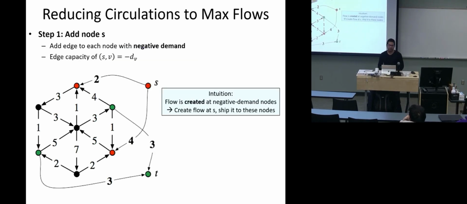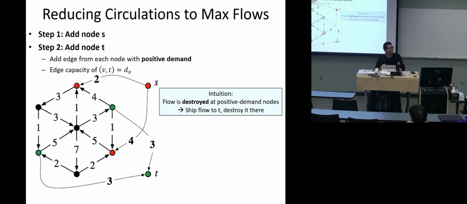Well, what I'm going to do is just add, again, a dummy source. I connect this super source to all the red guys. The red guy is someone that wants to send something out of it, so I just connect the source to it. The capacity that I set from the source to this guy used to be -2, and I just set the capacity here to be 2. The same for this guy. So the intuition again is that the flow should be created at the negative demand node, so I just connect the source to it.